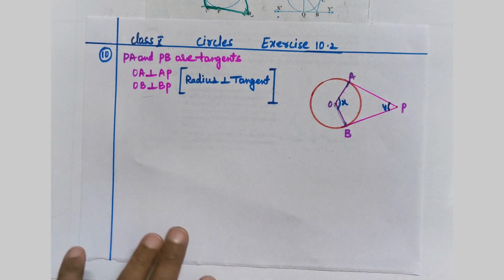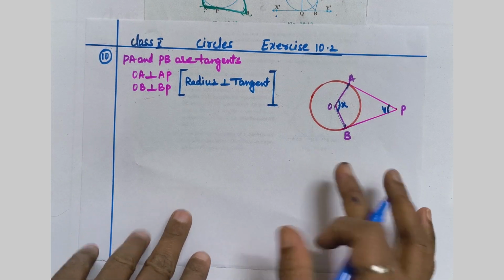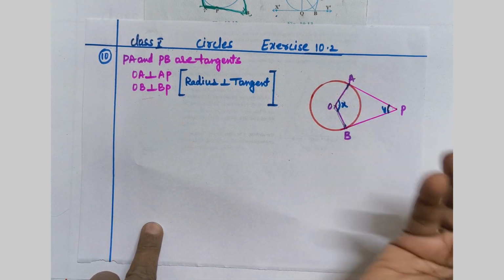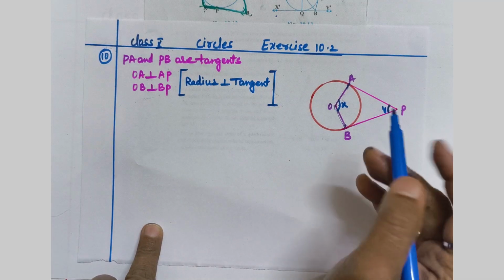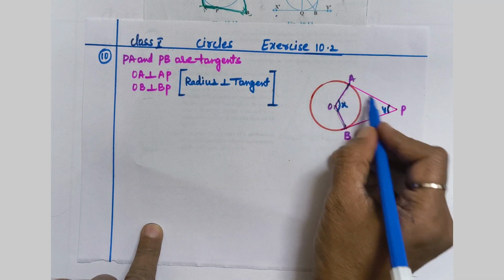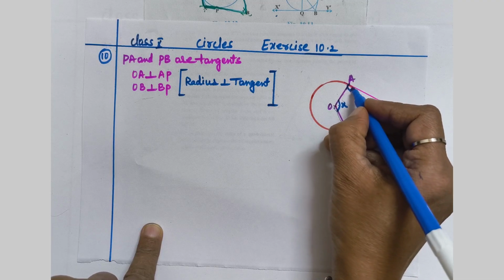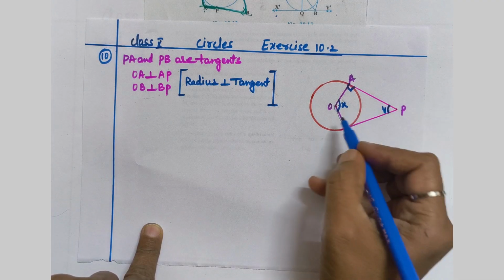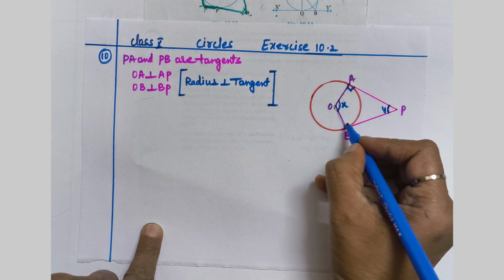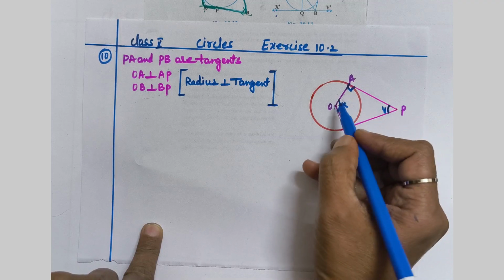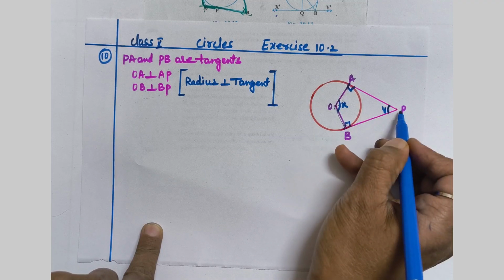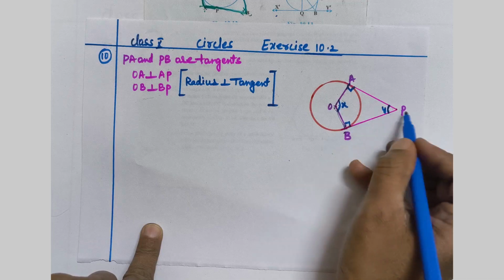Carefully listen to what is given. First we will write what is given in the question. AP and BP are the tangents. You write it: AP, BP are the tangents. Next, OA is perpendicular to AP. Why? Radius and tangent meeting place is how much degree? 90 degrees. This is theorem 1. Here also, radius and tangent meeting place is how much degree? 90 degrees. So you write OA perpendicular to AP. Next, OB perpendicular to BP.